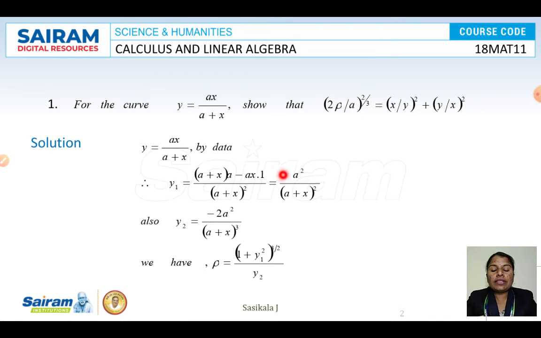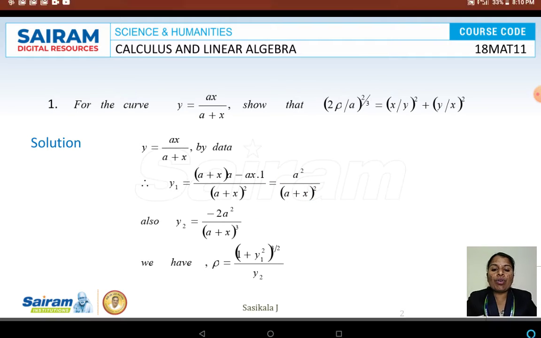Now we got the differentiation y1. To go for y2, we need to differentiate this y1. Here a squared is a constant, but a plus x the whole square is the variable in the denominator. So you can use the 1 by x formula, which will give minus 1 by x squared. Here you have the term 1, you are supposed to add it, and this 2 will come to here.